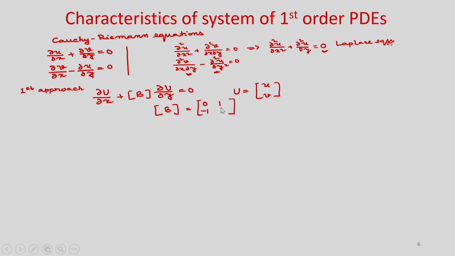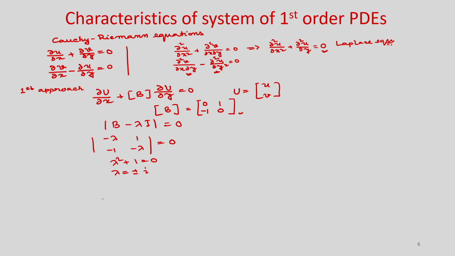So, from here you can see that if you put this, then you are going to get B as this. Now, we have to find the eigenvalues. You can find it as the determinant of B minus lambda should be 0. So, B is this one, so it will be lambda square plus 1 should be 0. So, lambda should be plus minus i.